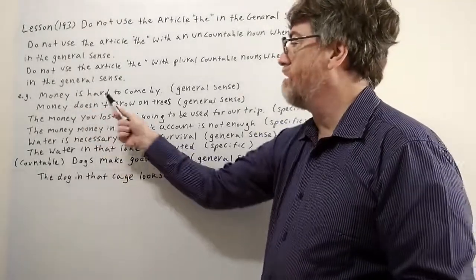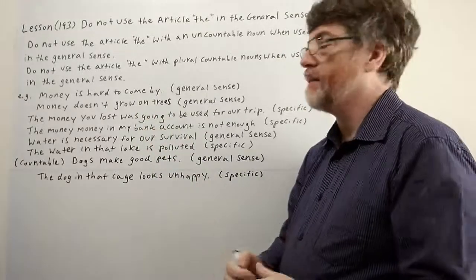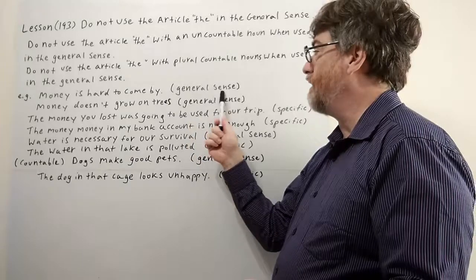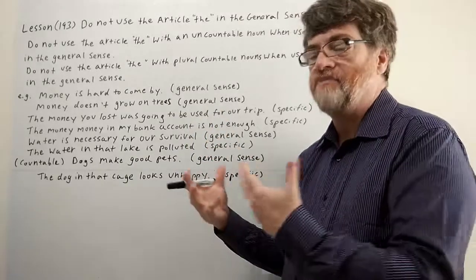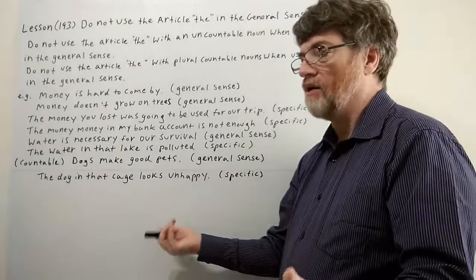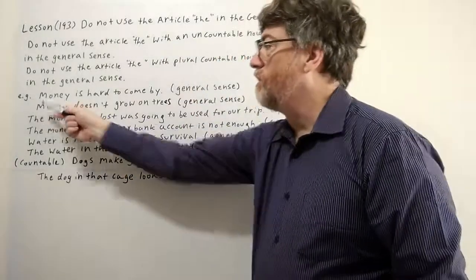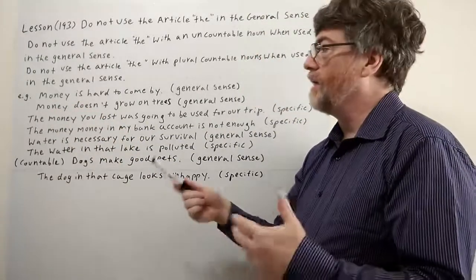So if we say money is hard to come by, meaning it's not easy to get money, this is definitely in the general sense. We're not talking about any particular money. We're not talking about specific money or money that somebody owns. We're talking about money in general. So in this sense, you see, we don't use the article the. It's omitted.